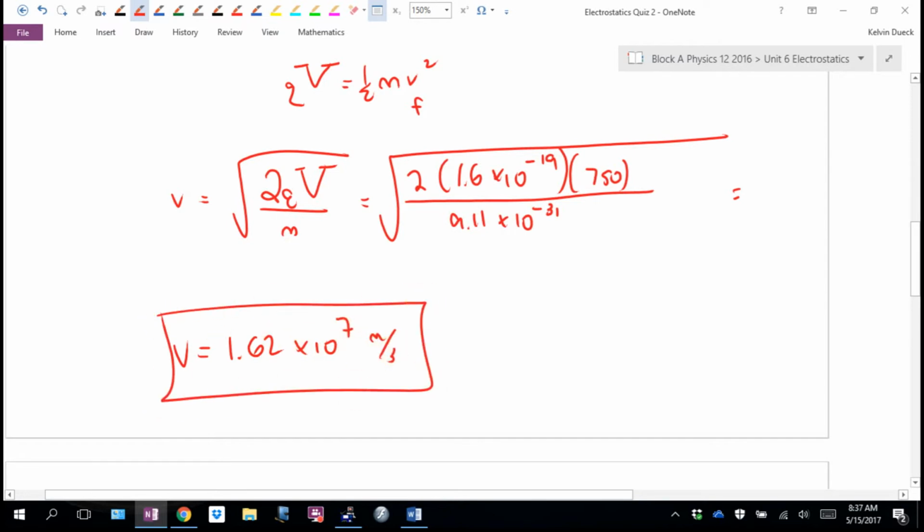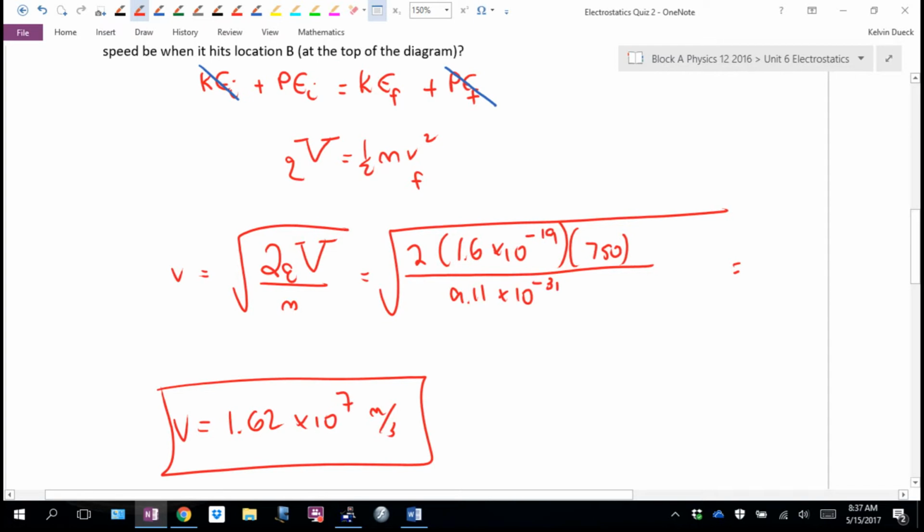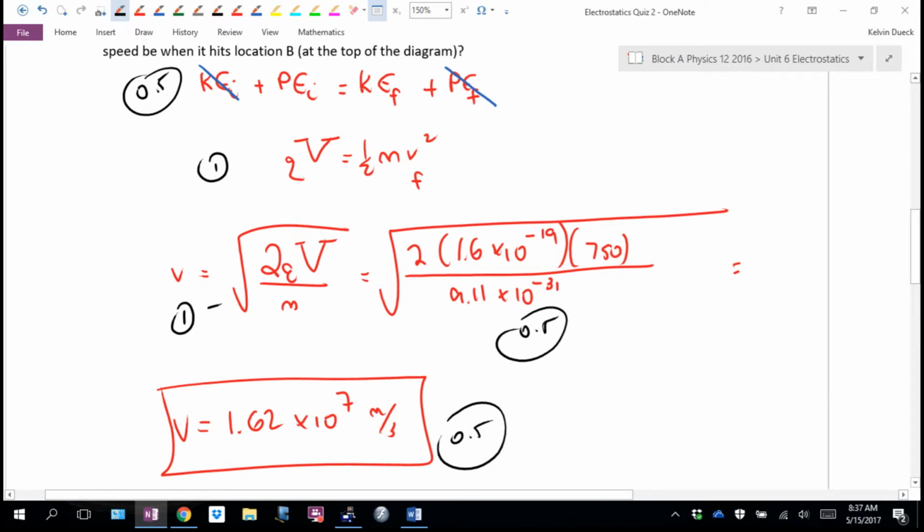If you got that, 4 out of 4. Otherwise, I would probably go something like this. Half mark for that, 1 mark for that, half mark for that. No, you know what? I give you a full mark for that because that's the key equation. Half mark for the numbers, half mark for the answers. Does that add to 3? No, you know what? Let's give you 1 whole mark for the answer. 1, 2, 3, 4. Something like that.